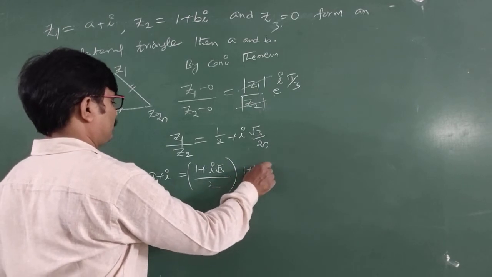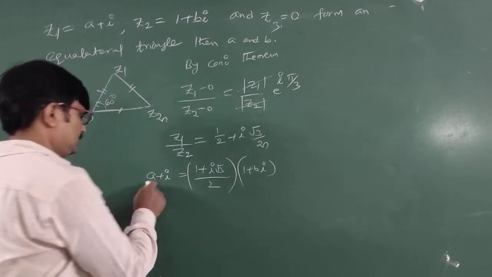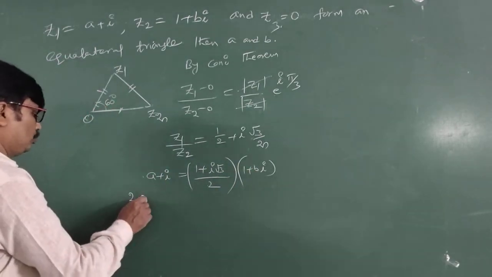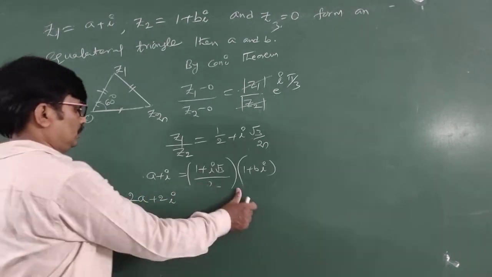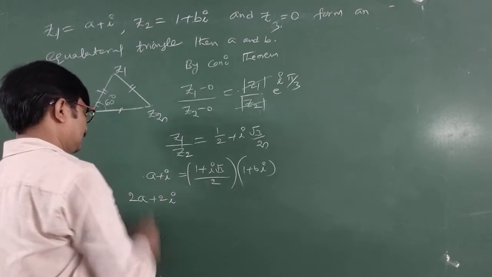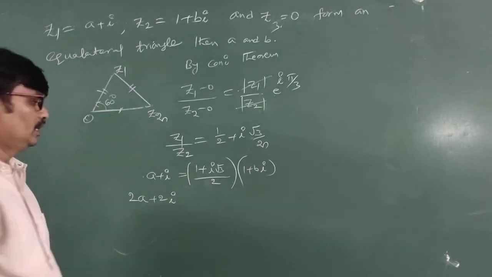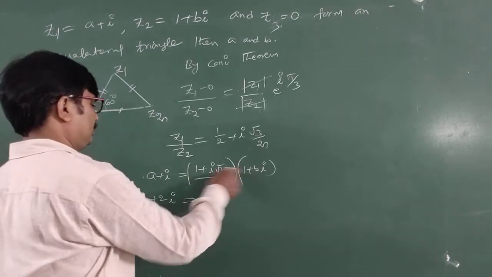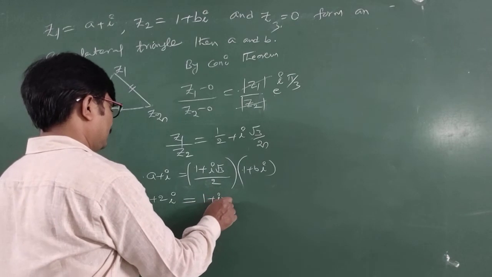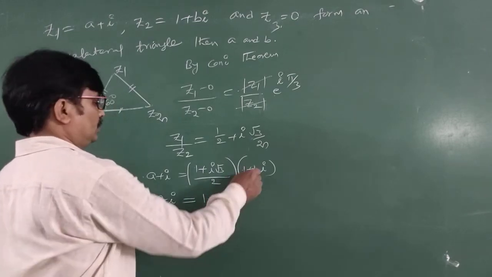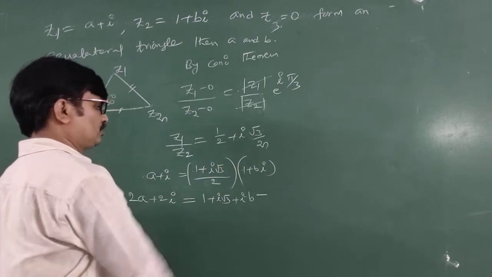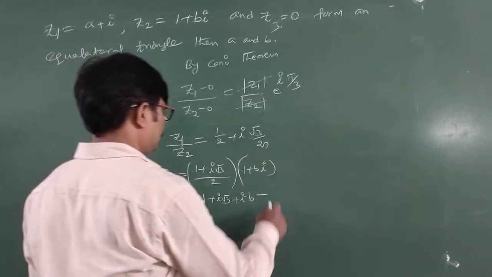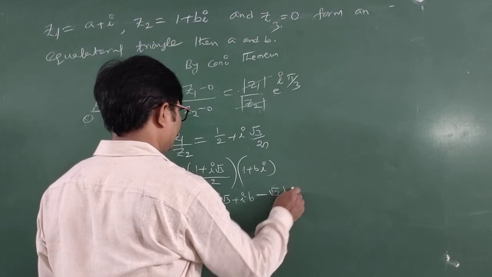Z2 is 1 plus bi. We can take this as 2a plus 2i, equal to (1 plus i root 3) times (1 plus bi). Now, students, ib times i root 3 gives i square, which is minus, so this is minus root 3 b.